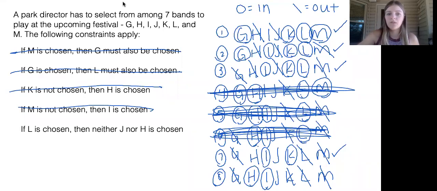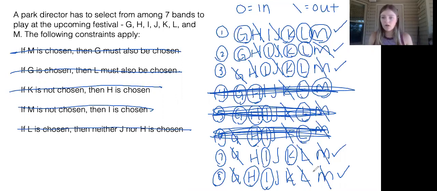Going to our last world, L is not circled. So because the rule only applies when L is chosen, we can't do anything to this world. So the rule does not apply, and we'll just check mark it and know that that is good.